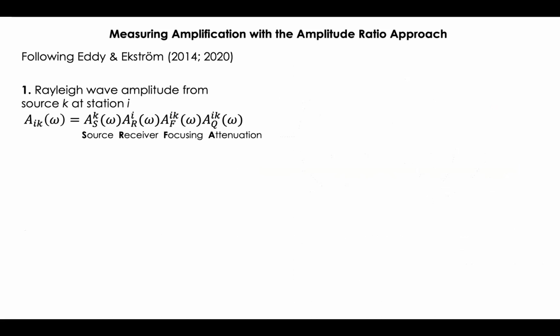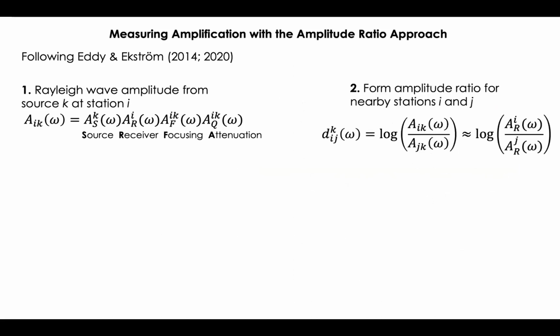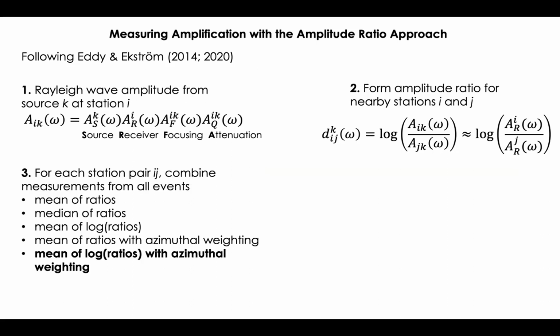So we form the ratio of amplitudes at 2 adjacent stations I and J for event K. And the advantage of this is that the wave field has similar contributions from the source and propagation at these 2 stations. So the main contribution to the ratio will be the local structure at the receiver. And then this ratio for the pair IJ is calculated for as many earthquakes as possible. And then for each pair, we combine those individual ratios to obtain a single value.